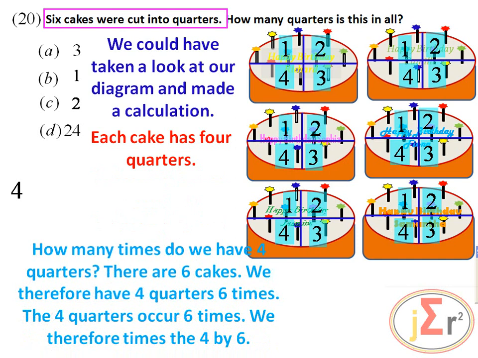How many times do we have 4 quarters? 6 times. Right, because we have 6 cakes, so we have 4 quarters 6 times. We therefore times the 4 by 6. I'm using the word times to be consistent with what I've said before. So instead of saying we multiply the 4 by 6, we times the 4 by 6. And if we multiply 4 by 6, what do we get? 24. 4 6s, 24. And we are still with option D as our correct answer.